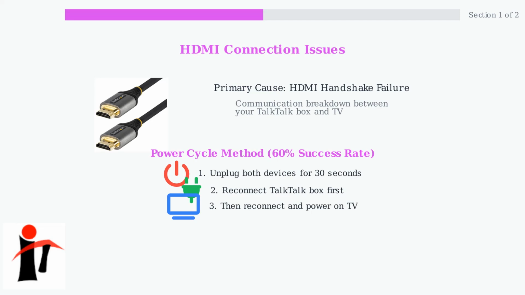First, unplug both your TV and TalkTalk box for 30 seconds. Then reconnect the TalkTalk box first, followed by powering on your TV. This sequence is crucial for proper handshake establishment.